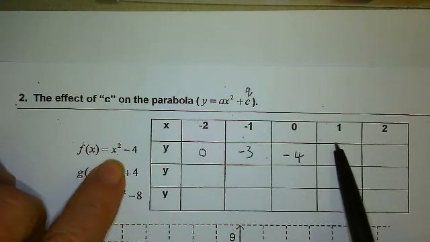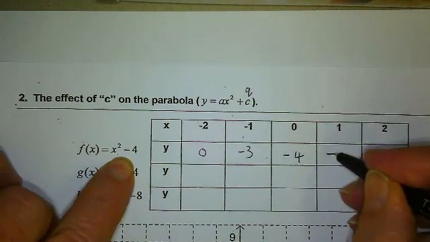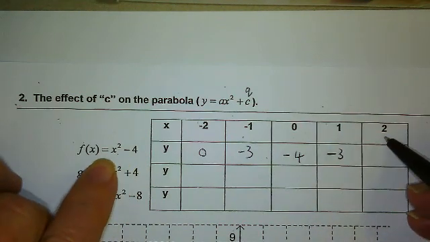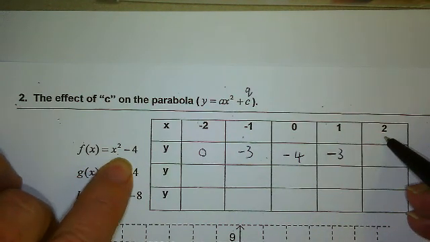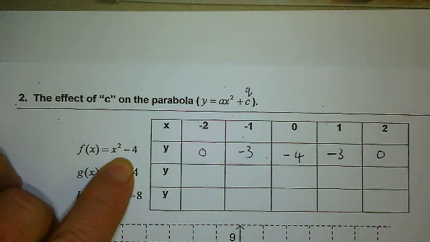So if I substitute 1 in there, 1 times 1, it's 1, minus the 4, it's negative 3. Substitute 2, 2 times 2, it's 4, minus the 4 is then 0. So now you've completed the table.